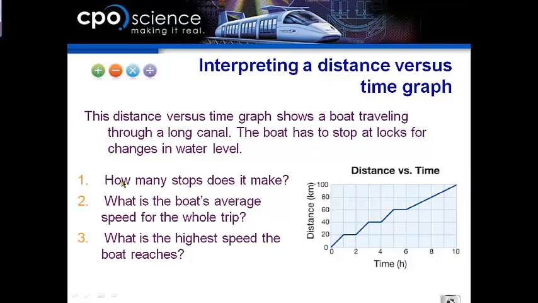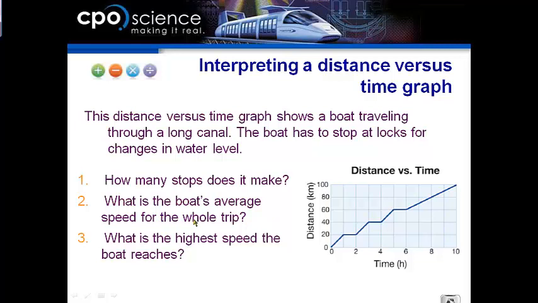So here are our questions. How many stops does this boat make? Well, every time you have a flat or straight line, it means the boat's not moving. So that means it's stopped. So here we have 1, 2, 3 flat lines. That means it made 3 stops, or it stopped 3 times.